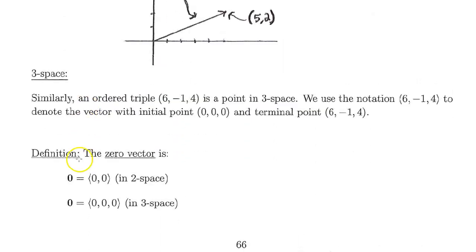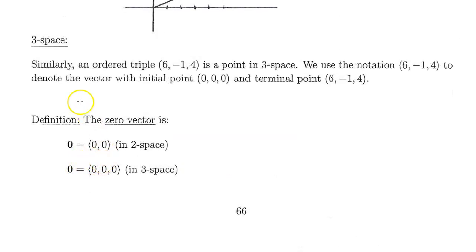Now in 3-space, I'm not going to try to draw this here, but an ordered triple like (6, -1, 4) is a point. You can locate that point in 3-dimensional space. We use the notation ⟨6, -1, 4⟩ with these brackets to denote the vector that has initial point (0, 0, 0) and terminal point (6, -1, 4). And again, you can move that vector around in three-dimensional space, but as long as it points in the same direction and has the same length, that will still be considered this vector, ⟨6, -1, 4⟩.